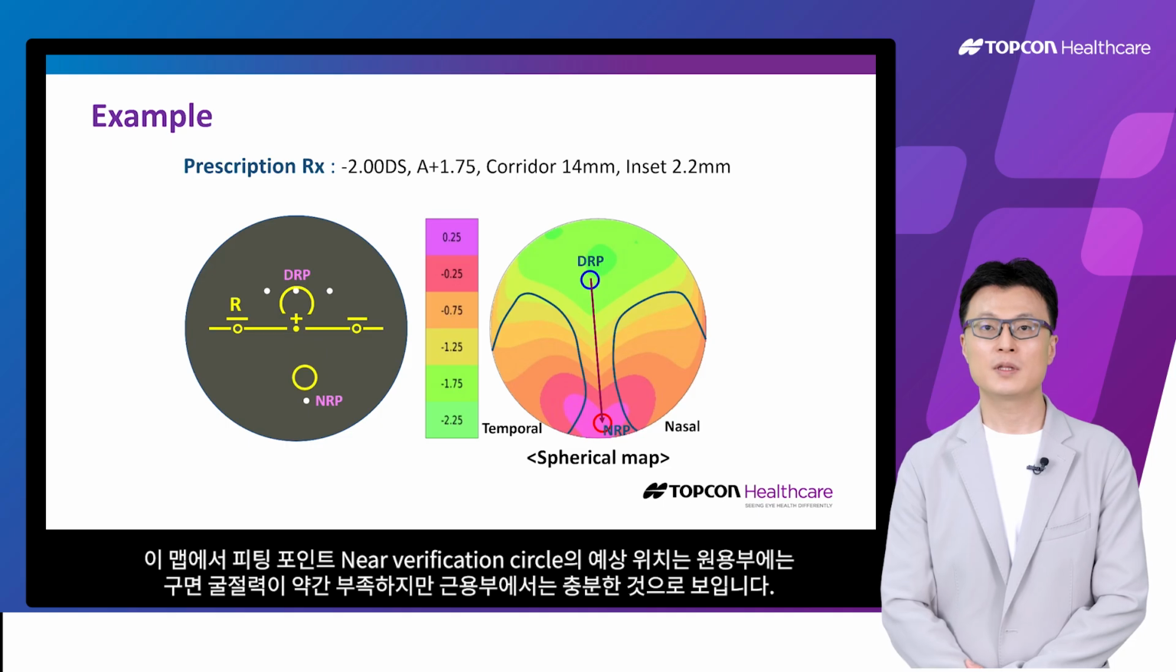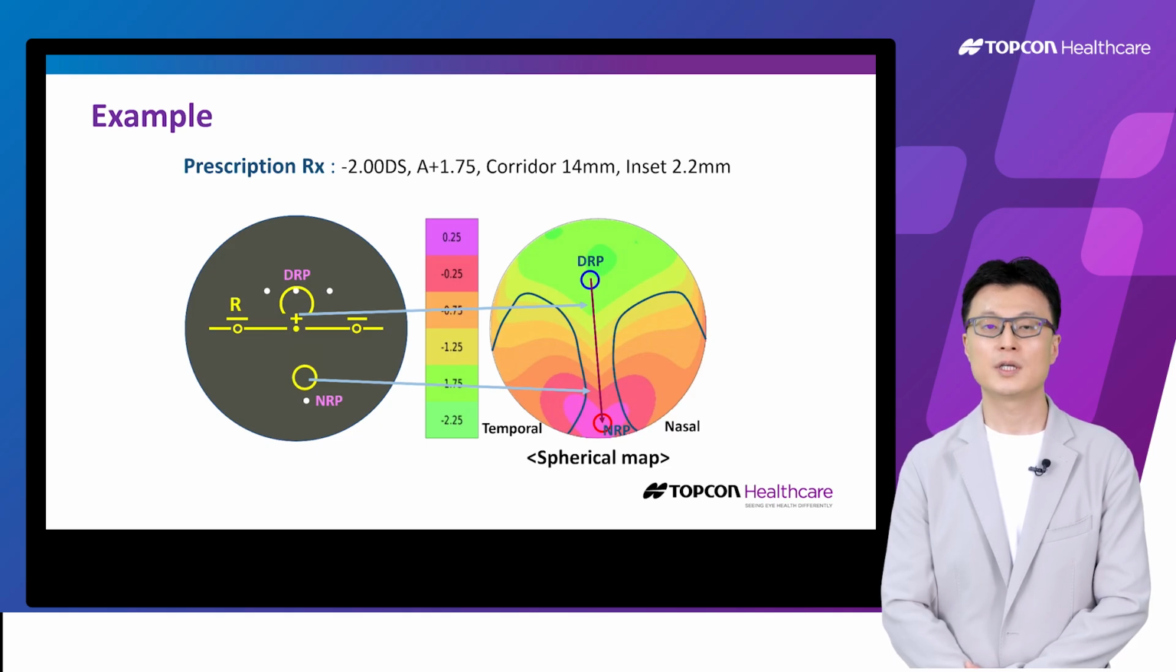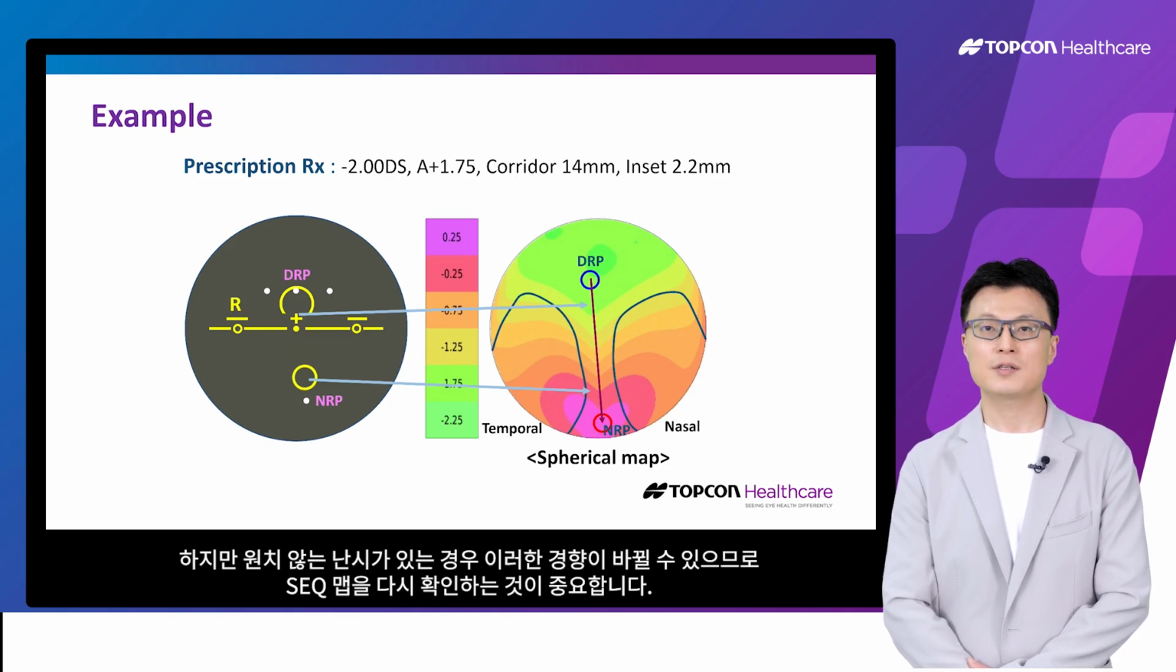In this map, the expected locations of the fitting cross and the near verification circle seem to have a slightly insufficient spherical power for distance vision, but are sufficient for near vision. However, this trend could change if there's unwanted astigmatism, so it's important to check the SEQ map again.